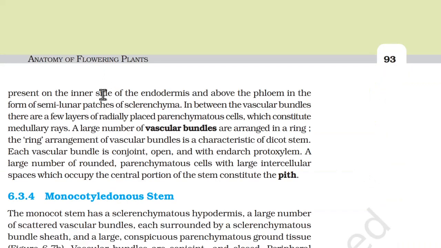Pericycle is present on the inner side of the endodermis and above the phloem in the form of semilunar patches of sclerenchyma. In between the vascular bundles there are a few layers of radially placed parenchymatous cells which constitute medullary rays. A large number of vascular bundles are arranged in a ring. The ring arrangement of vascular bundles is a characteristic of dicot stem. Each vascular bundle is conjoint, open and with endarch protoxylem. A large number of rounded parenchymatous cells with large intercellular spaces which occupy the central portion of the stem constitute the pith.